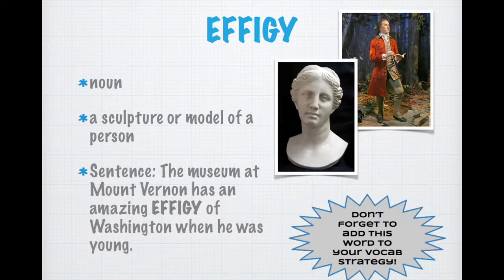It's the third and final. The word is effigy. An effigy is a noun, it's a thing, and it's a sculpture or model of a person. We saw a lot of effigies when we were in Washington, D.C., and the sentence indicates that by reading, the museum at Mount Vernon has an amazing effigy of Washington when he was young. Don't forget to add this word to your vocab strategy. Effigy is a noun and it means a sculpture or model of a person.